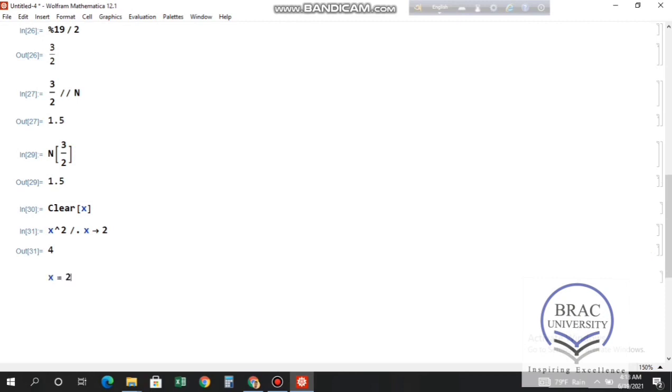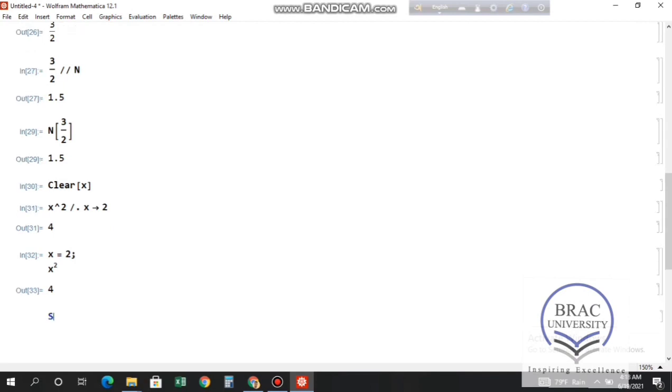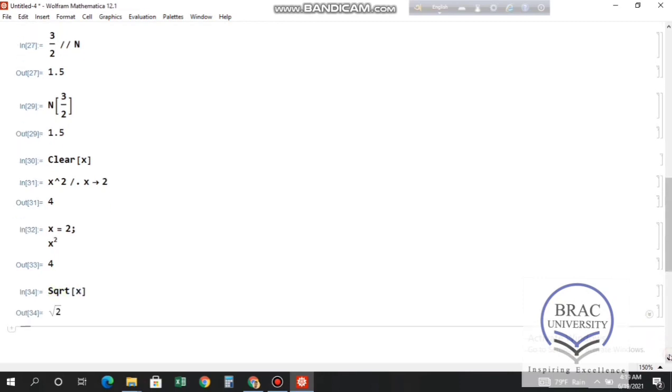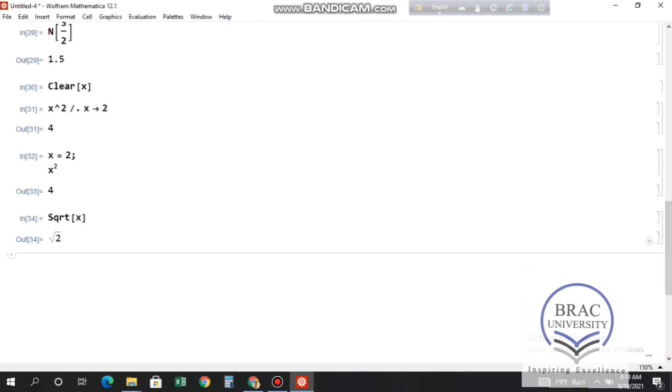We can also define x as 2 and then just write x, control 6 to write the power 2, and then press shift enter, it will also square the x. Now to write square root of x, we can write the square root command Sqrt with capital S, and inside the square bracket we can write x. We can also write control plus 2 to get the square root sign, and inside the square root we can write x to get the square root of x.